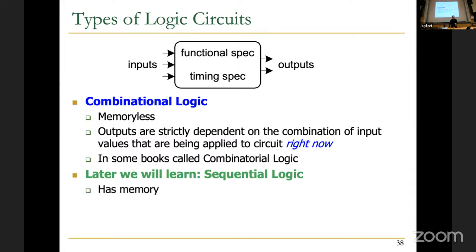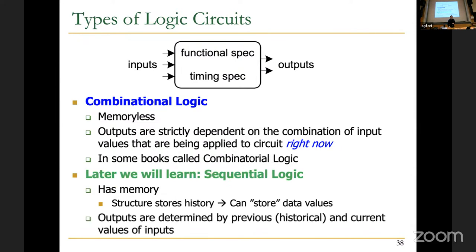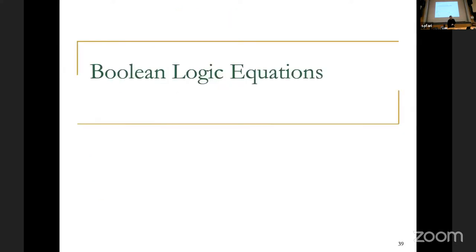So we'll learn about sequential logic, which has memory. Structures now can store history, can store data values. And the outputs are a function of the historical values that are stored, as well as the inputs that are currently being applied. So we will see this tomorrow and then next week, of course. And you need both combinational logic and sequential logic to make systems work. You need combinational logic to make sequential logic work, and you need combinational and sequential logic to make a processor work. Okay, hopefully that's clear.